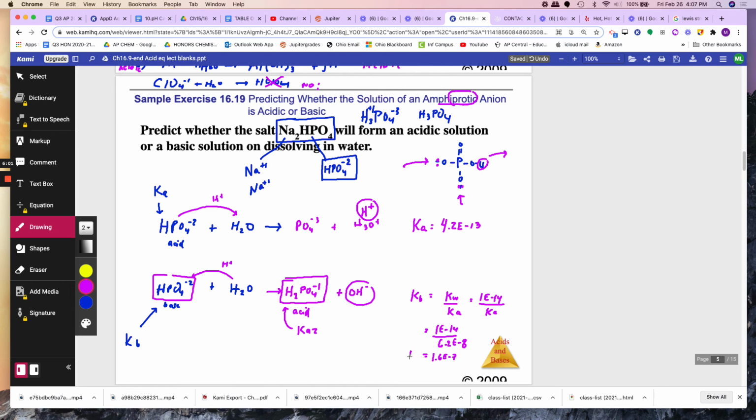Okay, so comparing Kb and Ka, this is bigger. What that means is that this HPO4 -2 would rather be a base than an acid. So when you drop this in water, see it's a bucket of water, the base wins, so it'll be basic. You'll have a basic solution.